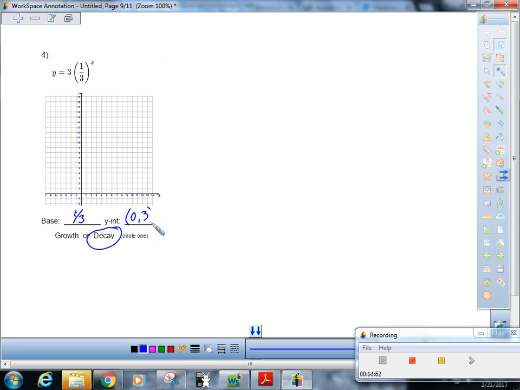Okay? And now this would just be the equation. So I know that at 0 you're going to have 3, and I know that this is decay. So at -1 you probably have something really big. Let's see, that's 3 times 3. -1 would be 9. And so 1 is 1. This is a third. That's about all the points I can get on there.